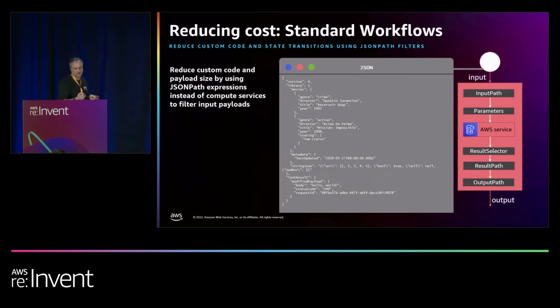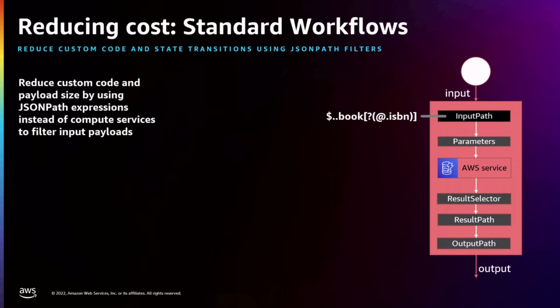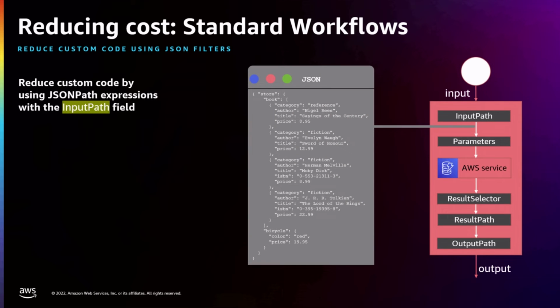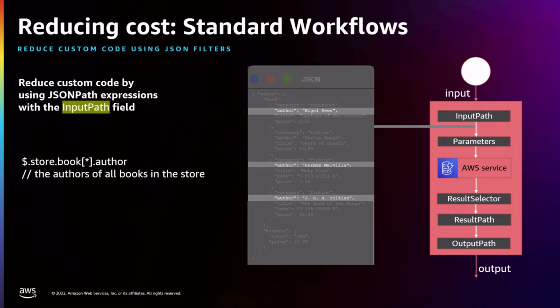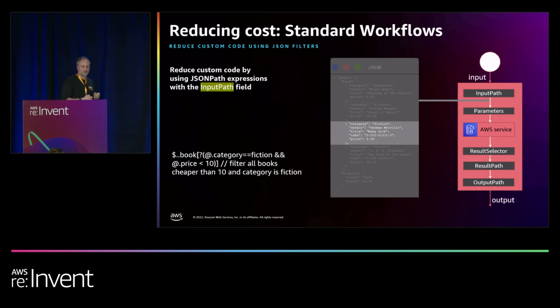Here's some other things you can do, right? You can use JSON path filters to pick out different parts of the payload. So for example, if I have an input payload from a library and I just want every book with an ISBN number, I can use a filter like that, and I will just get all the books with an ISBN number. I can choose just the 3rd book in the array. I can choose just books with an author. I can choose just books with a category fiction and a price less than 10, and so on and so forth, right? It's just another simple way of picking out data from that payload.